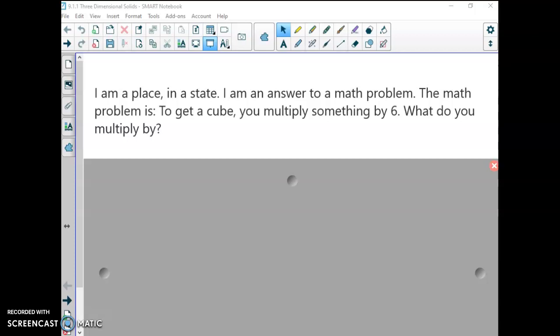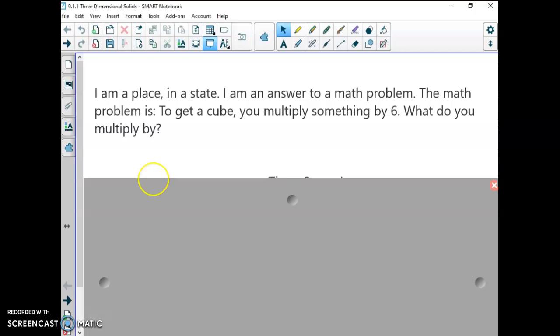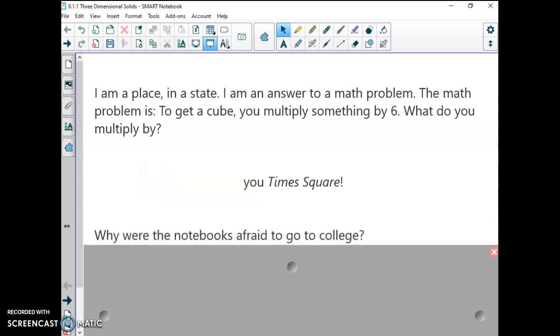Here's a quick little riddle for you. I'm a place in a state. I'm an answer to a math problem. The math problem is, to get a cube, a solid, you multiply something by 6. What do you multiply by? Give up? You times square.